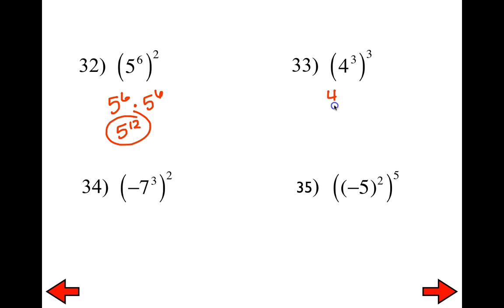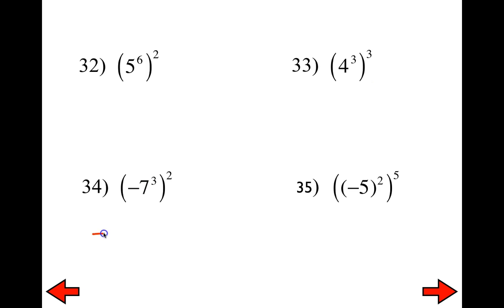What about here? I have 4 cubed written 3 times. So here's 1, 2, 3. So let's see. I'm going to write 4 as my base because that doesn't change. Let's see how much I would have. I would write 3 here. 3 more would be 6. 3 more would be 9.